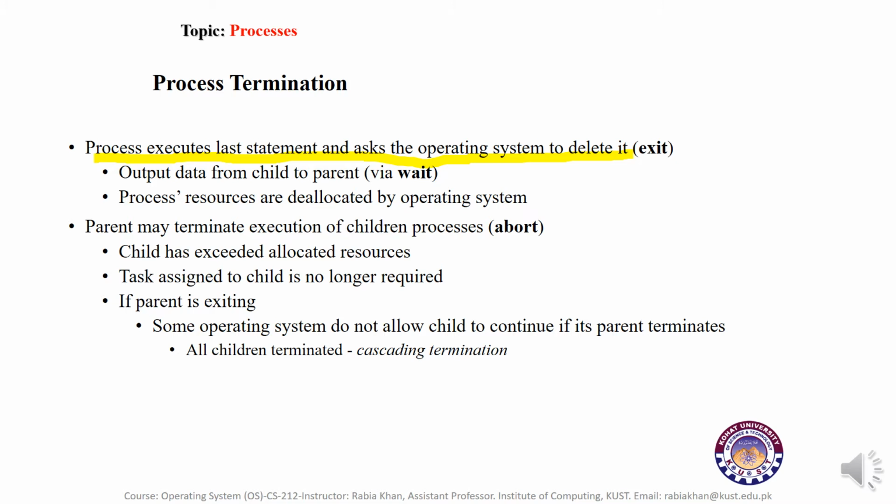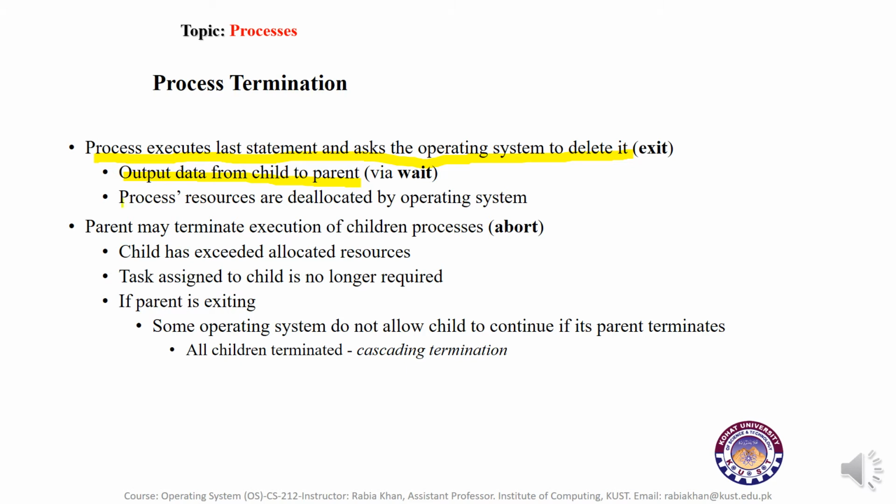Now, when it is the case of parent and children, how would termination occur? So, the parent normally asks the children to give results, that is, output data from child to parent. The children give their results to the parent and the parent waits until the children give the results. Once the children have submitted their results to the parent and the children get terminated, the parent then compiles all the results, gives them to the user, and then the parent process gets terminated.